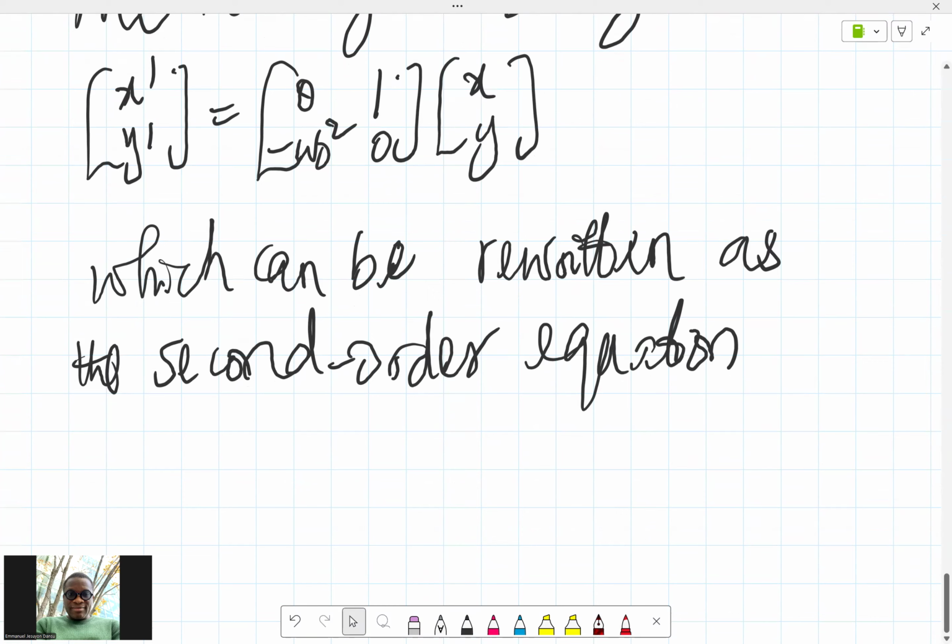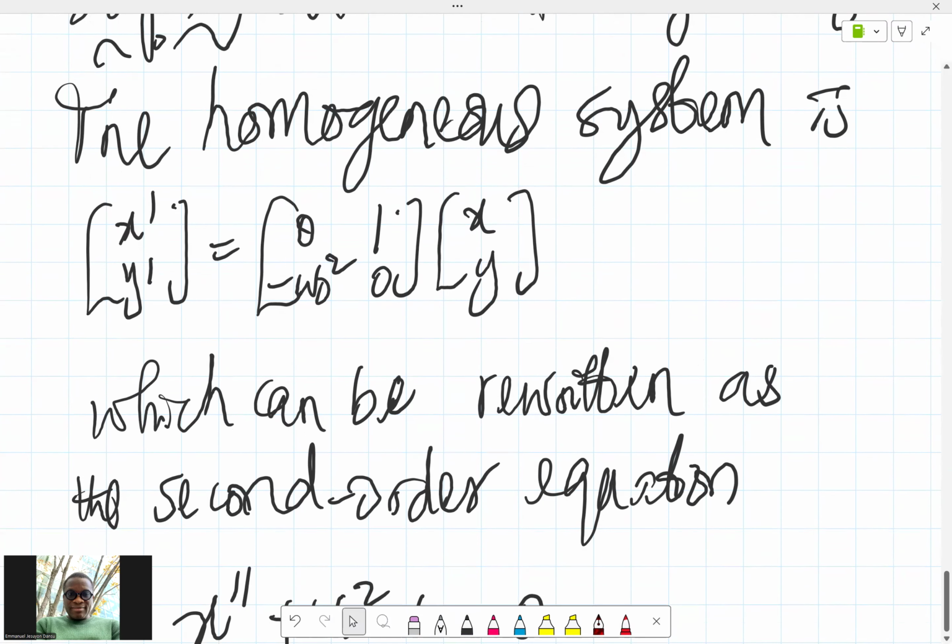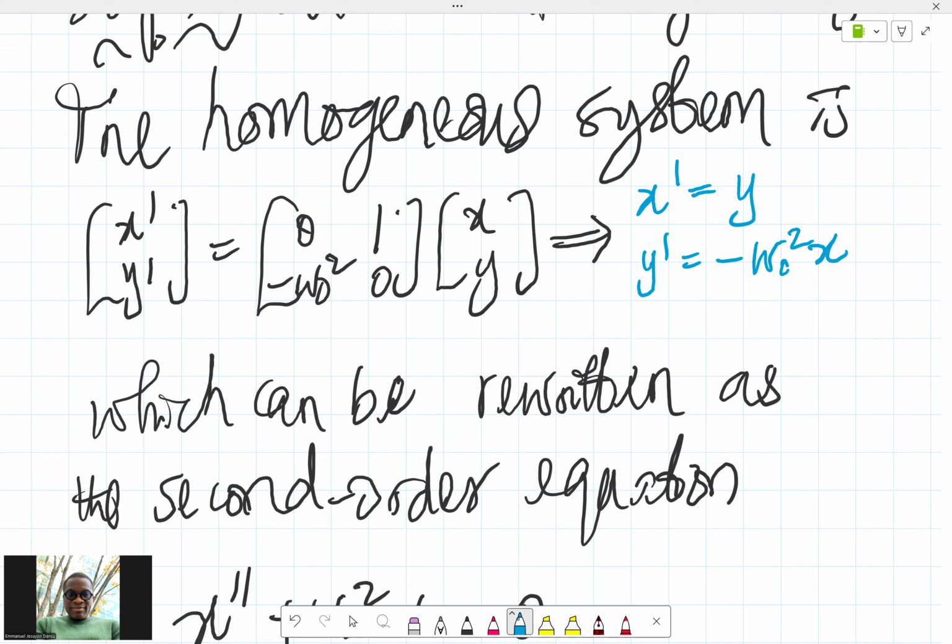So we can write the second order equation x prime prime plus omega naught squared x equals 0. If I were to rewrite this as a system, it would be x prime equals y. And then we now have y prime equals minus omega naught squared x.